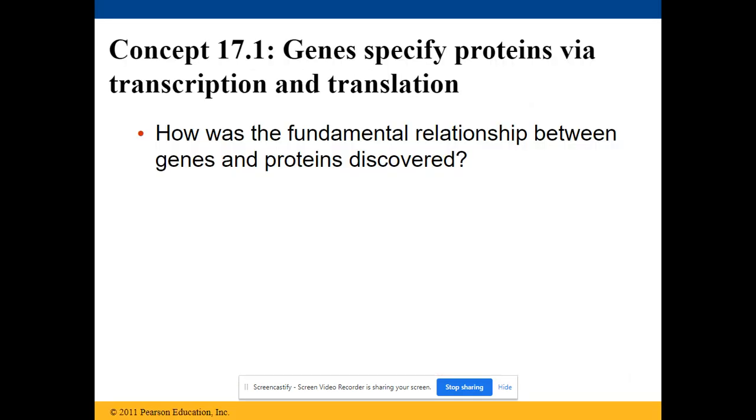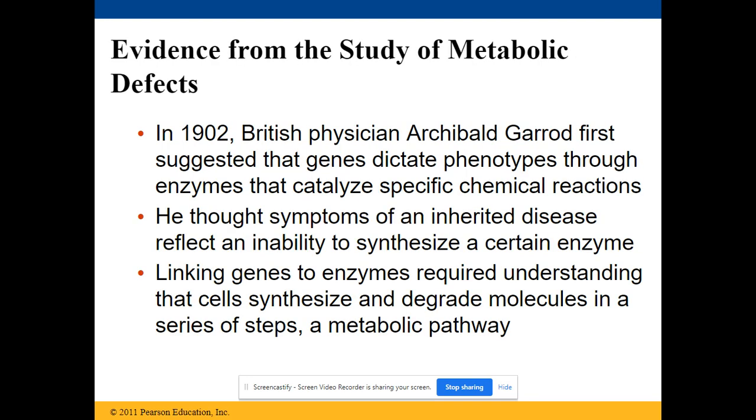Today we are talking about 17.1: genes specifying proteins via transcription and translation. How the fundamental relationship between genes and proteins was officially discovered is what we're talking about in this chapter. The evidence came from a study of metabolic defects.